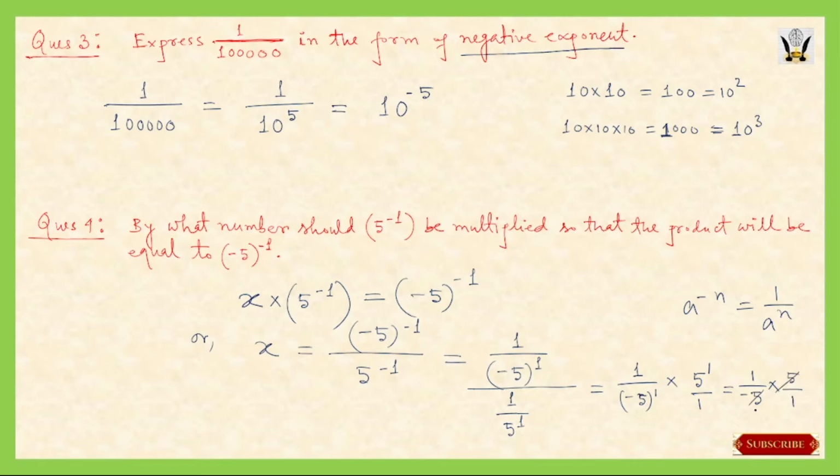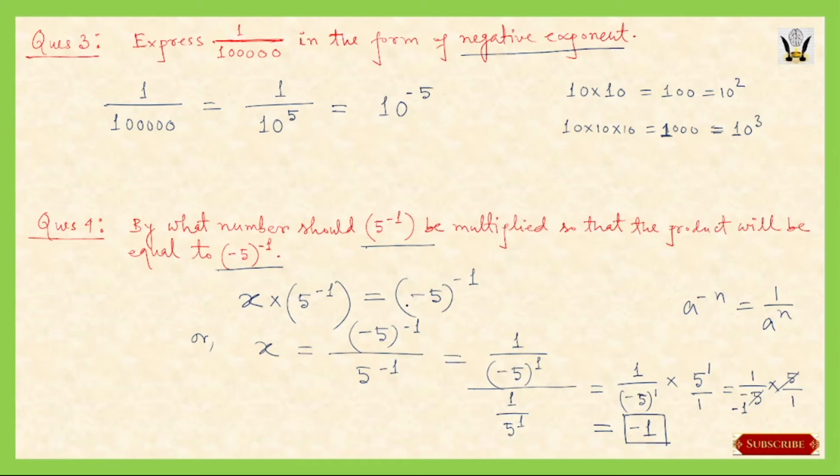So 5 and 5 will cancel each other. Basically this is minus 5, so the factor that will remain in the denominator will be minus 1. So final answer will be 1 divided by minus 1, that means minus 1 only. So this number 5 to the power minus 1 should be multiplied by minus 1 to get this value, minus 5 to the power minus 1.